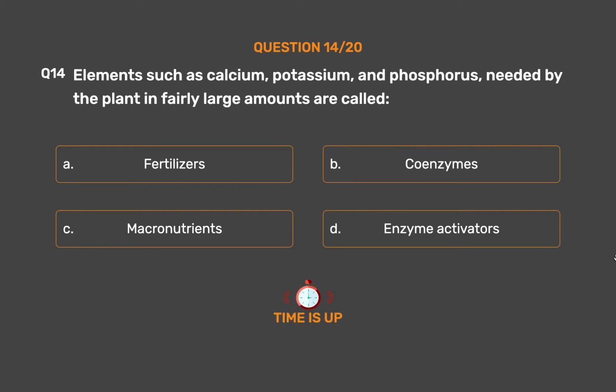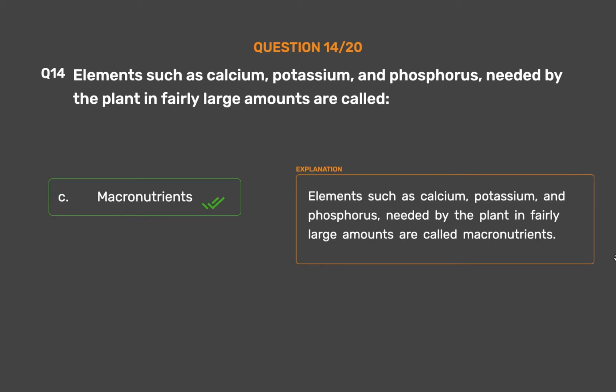The correct answer is Option C. Macronutrients. Elements such as calcium, potassium, and phosphorus, needed by the plant in fairly large amounts, are called macronutrients.